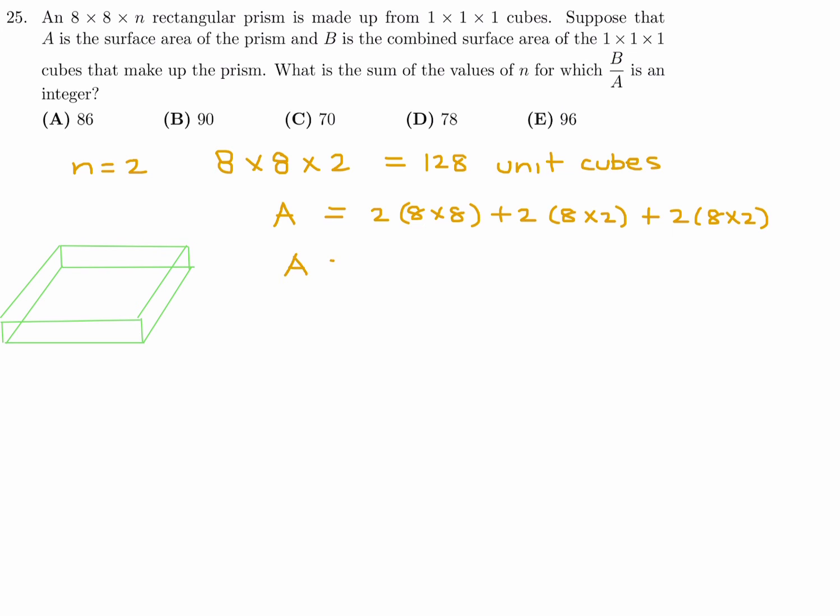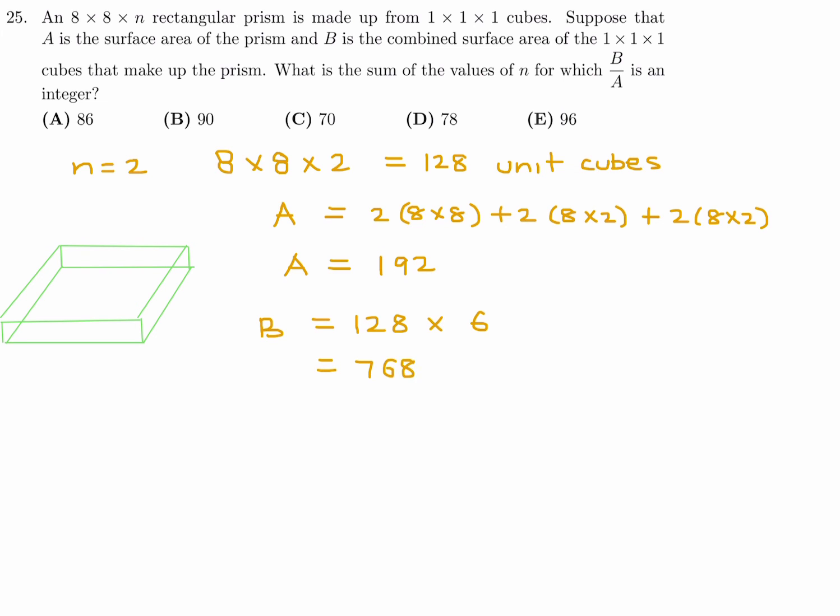Okay, so let's figure this out now. This would be, in terms of numbers, 192. Now let's figure out B, which they are calling the combined surface area of the unit cubes. Well, there's 128 of them, and each of them would have a surface area of 6, since it's just basically a unit cube with each side being 1 by 1. So there you go. That would mean 128 times 6 is 768.